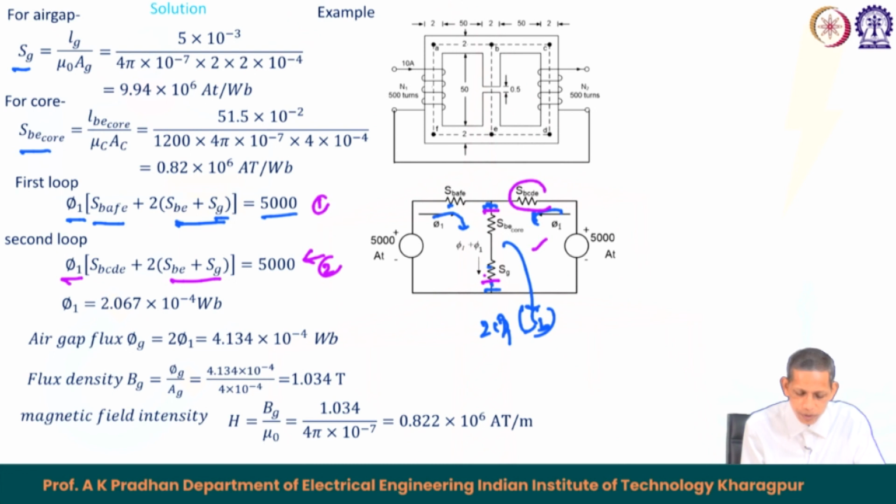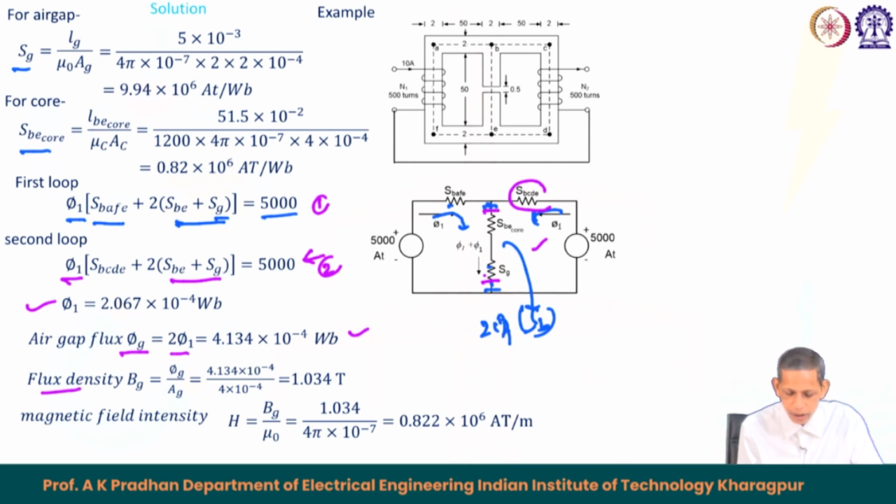So, if we substitute anywhere of the reluctance value, we can find out the corresponding phi 1 value to be like this. This comes out to be 2.067 10 to the minus 4 Weber. So, the air gap flux phi g, as the question asks, is 2 phi 1, 2 times of each flux contributed by the 2 sources. So, that comes out to be 4.134 10 to the minus 4 Weber.